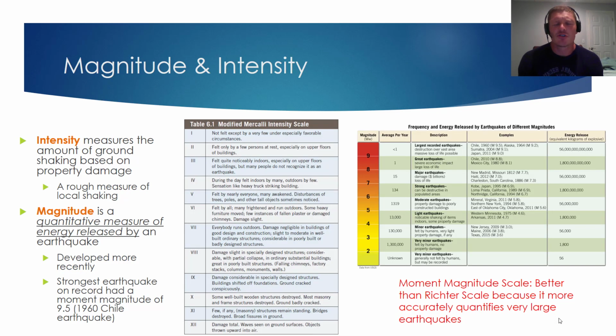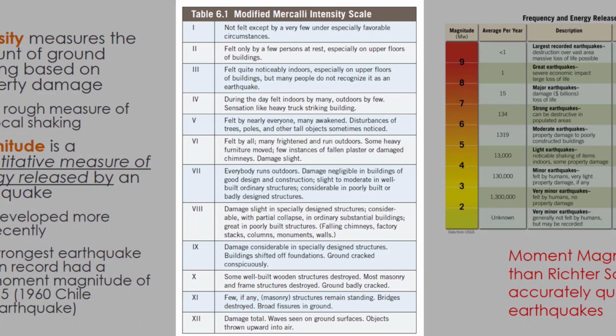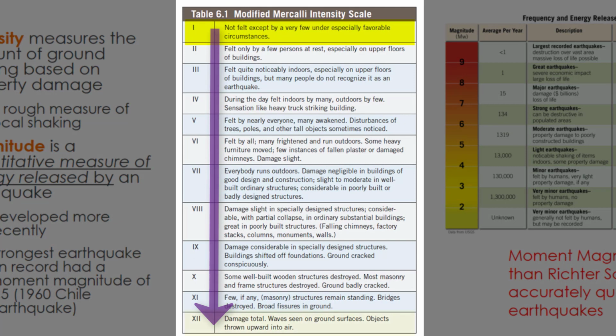How do we describe, measure, and quantify the power of earthquakes? It's very important that you know the difference between magnitude and intensity. Let's start off by talking about intensity, which is a more qualitative description of earthquake strength. Intensity measures the amount of ground shaking based on property damage. And put as simply as possible, intensity is a rough measure of local shaking. Take a look at the modified Mercalli intensity scale at the center of this slide. The scale goes from Roman numeral 1 to Roman numeral 12, where Roman numeral 12 is the highest amount of ground shaking possible, and Roman numeral 1 is the least amount of ground shaking possible.